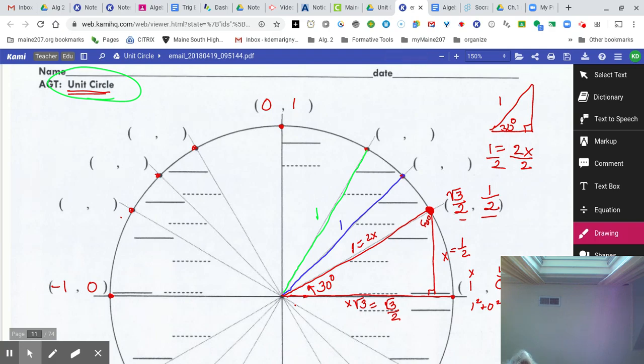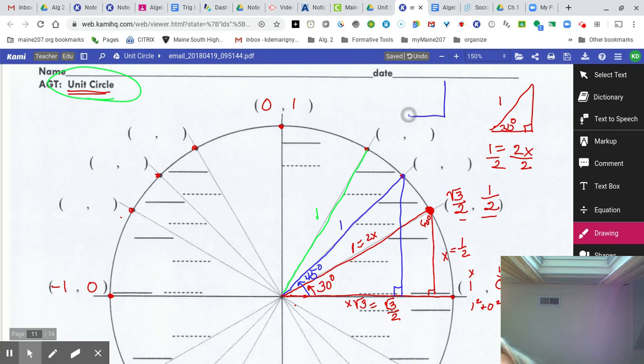Now we're going to move to the next one. I'm going to change colors. Let's go with blue for this one. Okay. Again, we're going to draw the reference triangle. And instead of me having 30 degrees, now I'm going to go from initial side to terminal side, and this is going to be 45 degrees. So I do have a little reference triangle that I can pick out now.